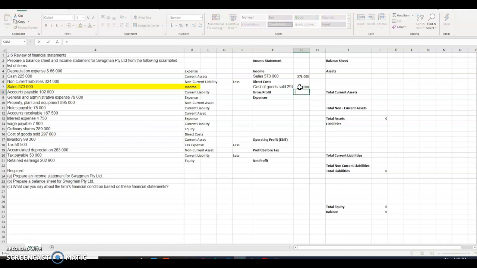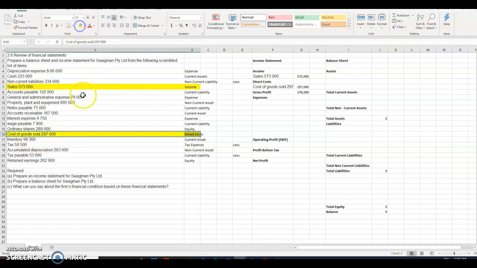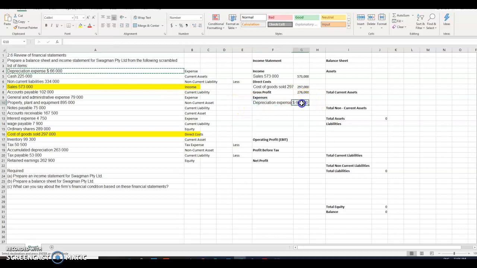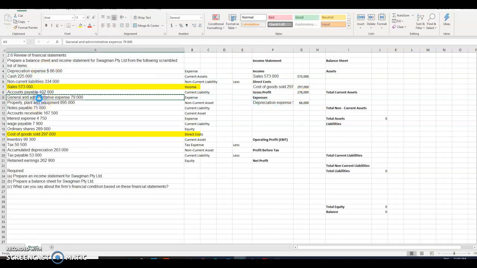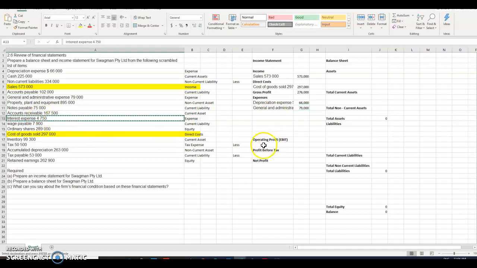And so now our gross profit amount needs to be calculated, and that is sales less our cost of goods sold. So we have a gross profit amount of $276,000. Now for our expenses. So we're going to put depreciation expense in. We're going to put general and administrative expense in. We can start putting our interest expense in, which happens at the bottom of the income statement.